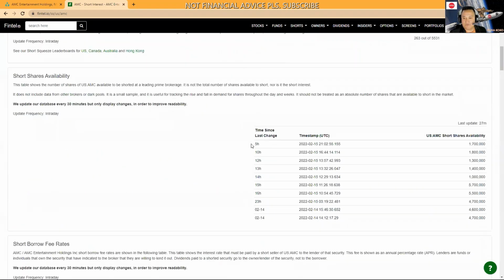Okay. 5 hours ago, there were 1.7 million shares available to short the stock. 10 hours ago, it was 1.8. 12 hours ago, it was 1.3. As you notice, it started with 4.7 million, 5.5 million, 5.7 million, 1 million, 1.4, and so on and so on.